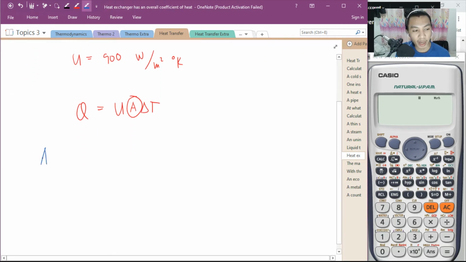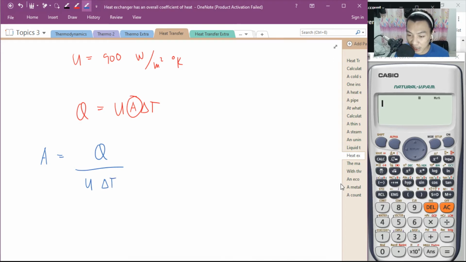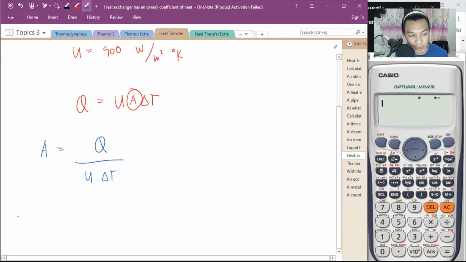So, algebra, okay, Q divided by U delta T. Now, in inches, sabi inches squared. So, let us solve. Conversion lang tayo magkakatalo. Ano yung Q mo dyan?